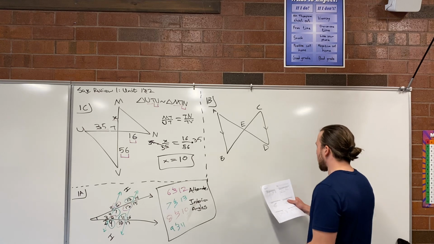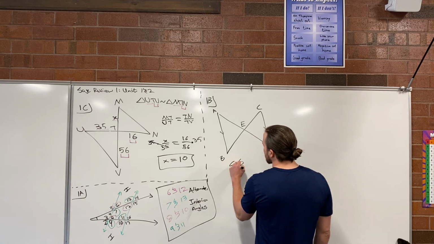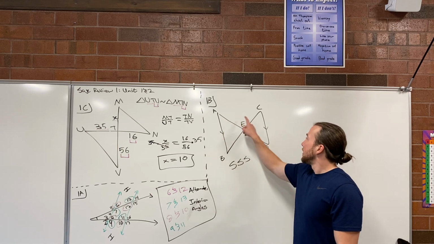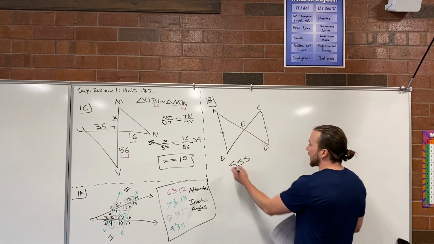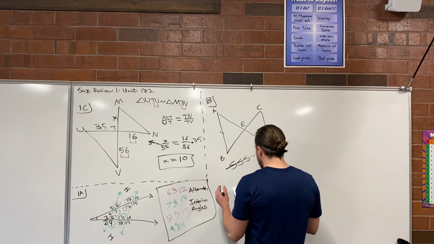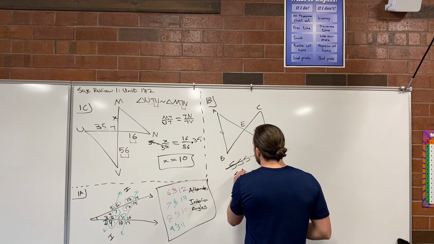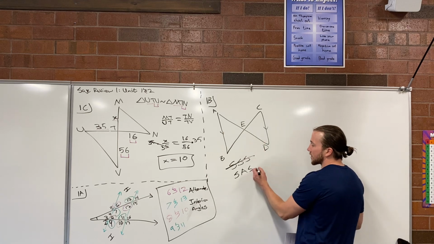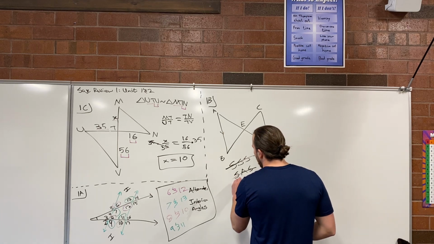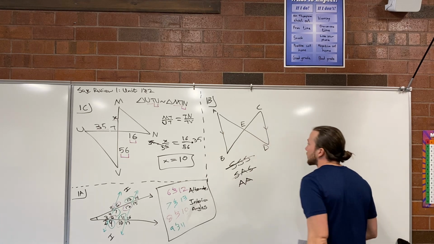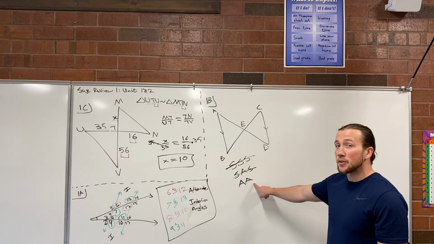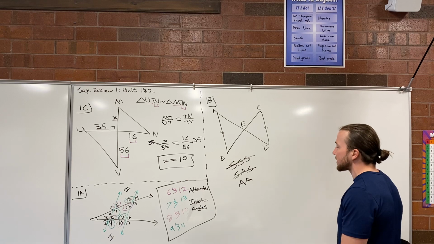similarity rules we have are side, side, side, SSS. That would be if we were given side lengths for each of these. We don't have any side lengths, so we already know we cannot use that one. Side angle side, again, would be if we had a side, an angle measurement, and a side. Well, we don't have side lengths, so that one's out of the picture. We have angle, angle. We're probably going to be able to use this one. We actually are definitely going to be able to use this one. I'll explain why in a second.